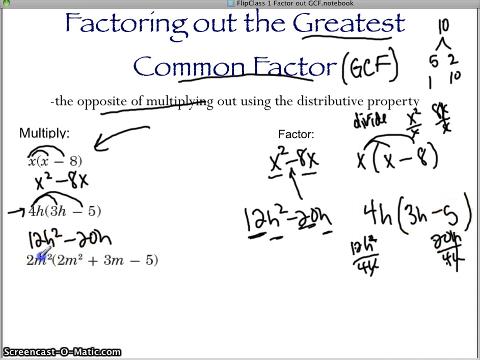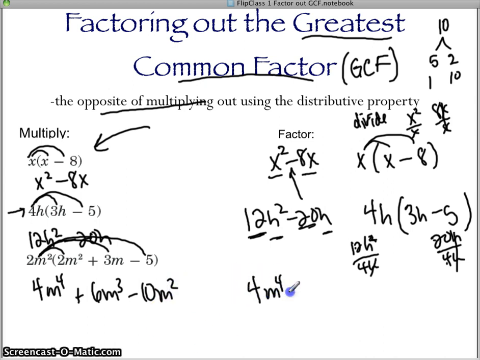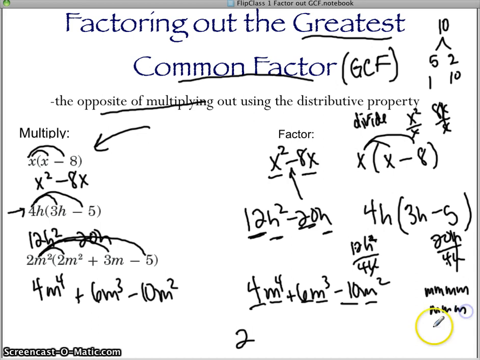And the last problem right here, 2m squared times 2m squared, that's 4m to the 4th. 2m squared times 3m is 6m to the 3rd, and then 2m squared times negative 5 is negative 10m squared. So if we were to start with that as a problem, and the directions said to factor, you would say, okay, what goes into 4, 6, and 10? We know that 2 goes into all of them. And then m to the 4th, m to the 3rd, and m squared. What could we take out of all of them? All of them at least have an m squared.